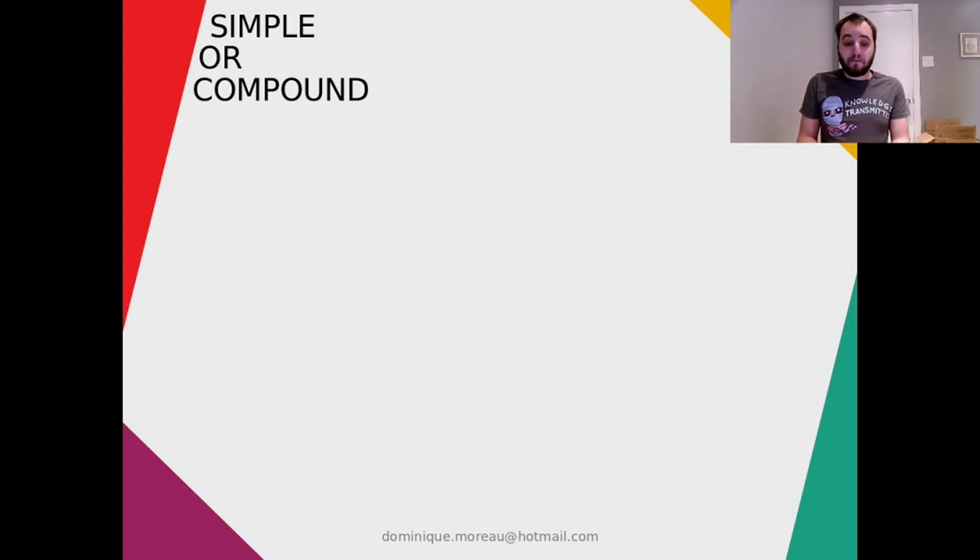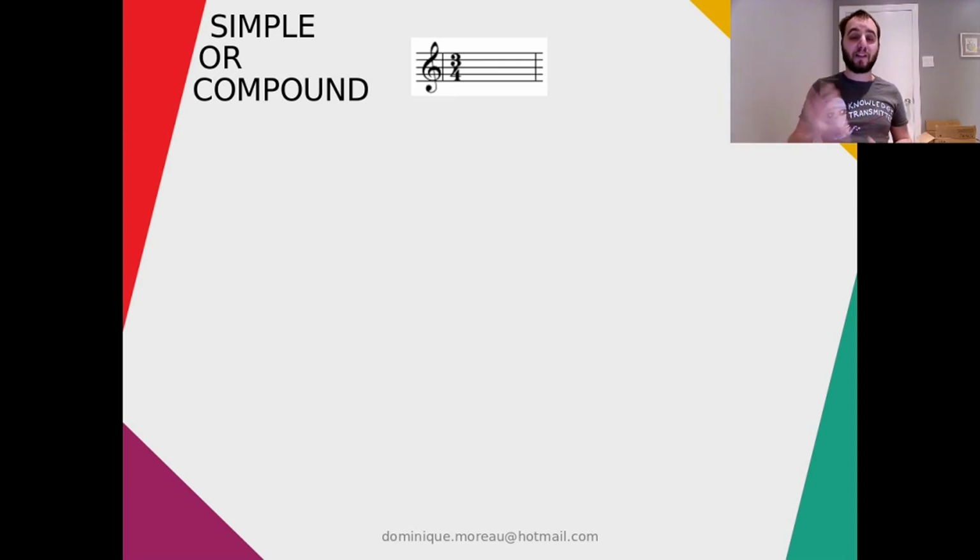So I think most of the important parts of meter have been covered. I just want to talk about a few cases that can be hard to know whether they're simple or compound. Not because the music is hard to tell. Usually it's very easy to tell. But the time signature doesn't always help. The best example for that is 3/4. So 3/4 is usually a simple meter with 3 beats of quarter notes in the bar.